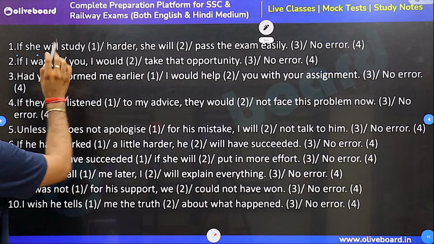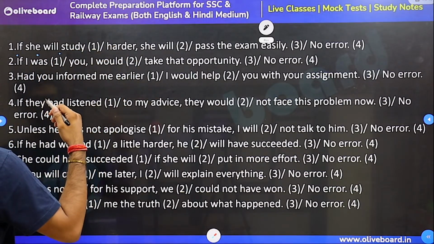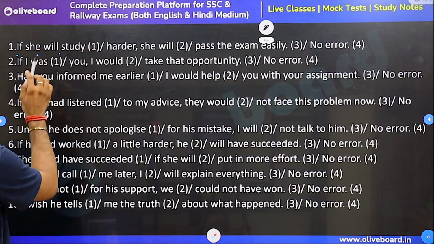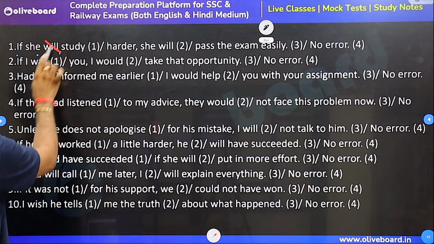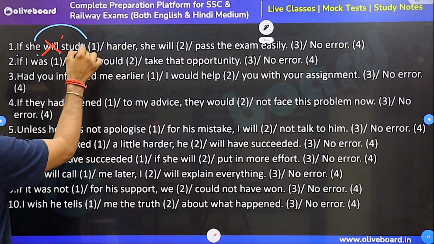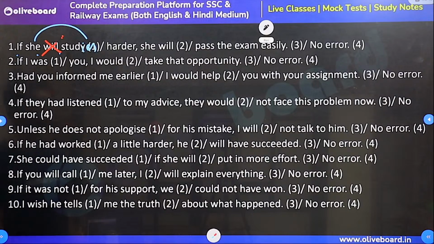If she will, everyone, I am a student. After today's class, if I come across 'if she will', that's horrible, impossible. If she studies harder, she will pass the examination easily. A result can be in future, conditions cannot.